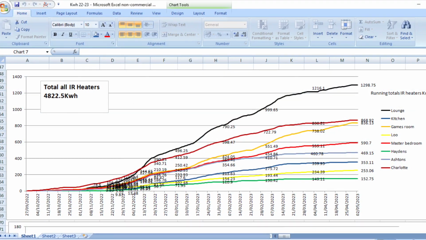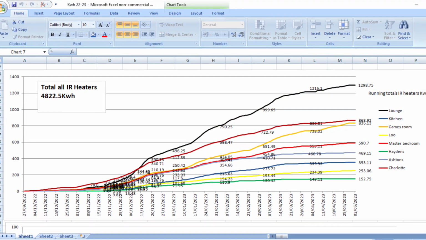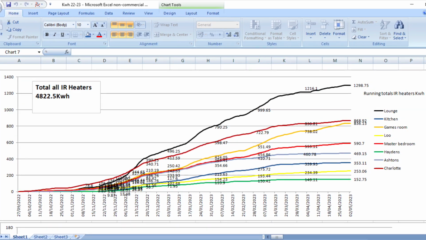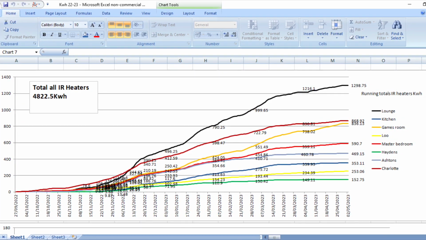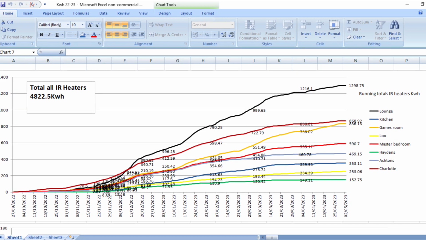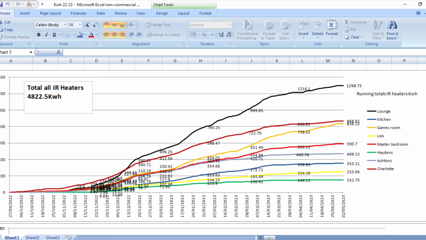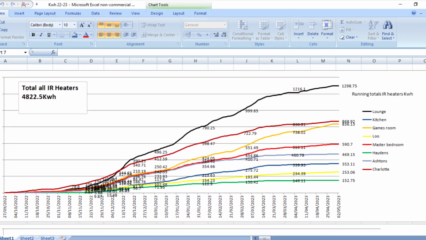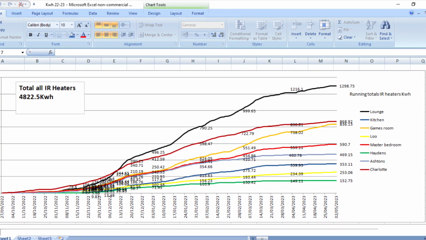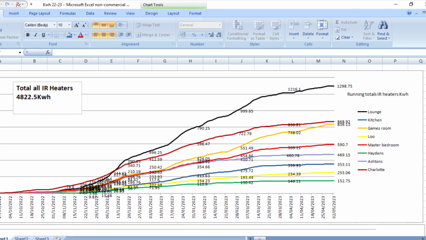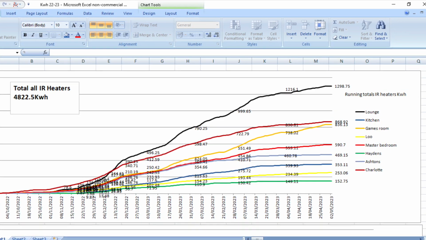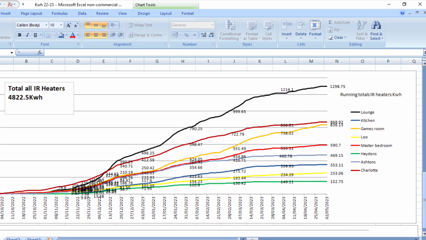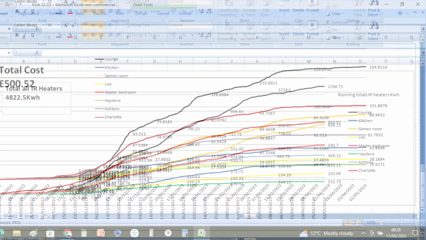To start off with, we used 4,822.5 kilowatt hours using the infrared panels. Now, if we moved to a heat pump system, I reckon we could get that down probably to 1.5 megawatt hours, or in the very, very worst cases, maybe 2 megawatt hours. But we could have a massive saving on our heating with the air to water heat pump that could reduce our overall usage by the efficiencies you get from a heat pump.